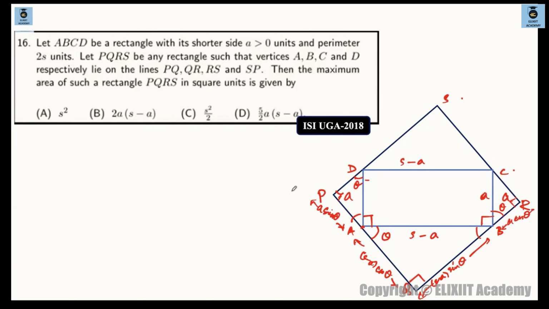तो we have got the sides ना. करना क्या है अब? We have to find the maximum area. तो sides we have got, तो area will be what? Length into breadth. So basically length of this side PQ will be a sin theta plus s minus a cos theta, and s minus a sin theta plus a cos theta.